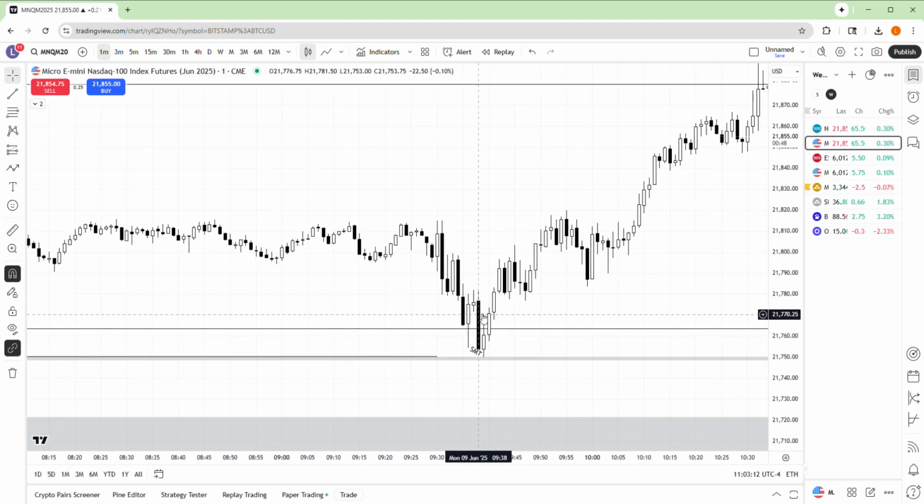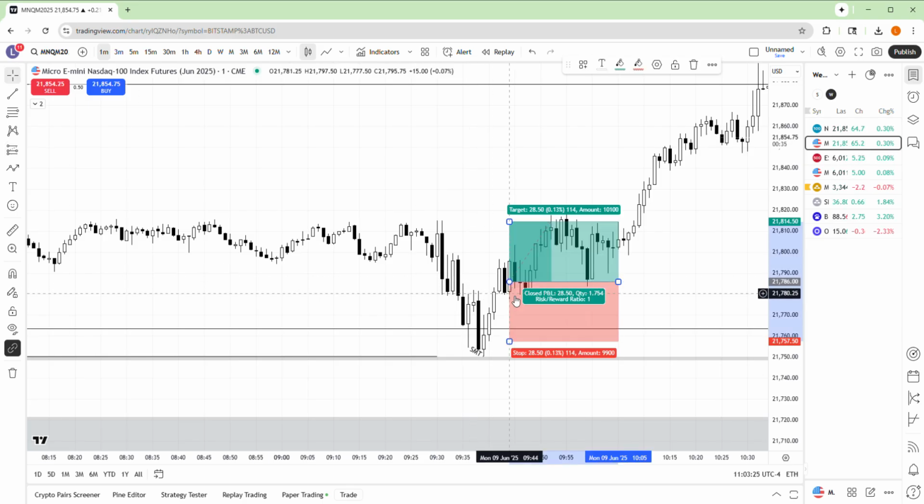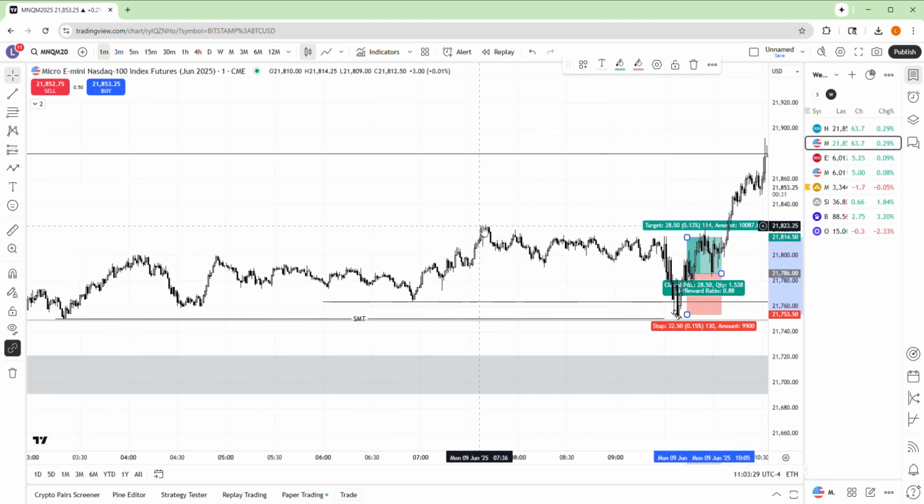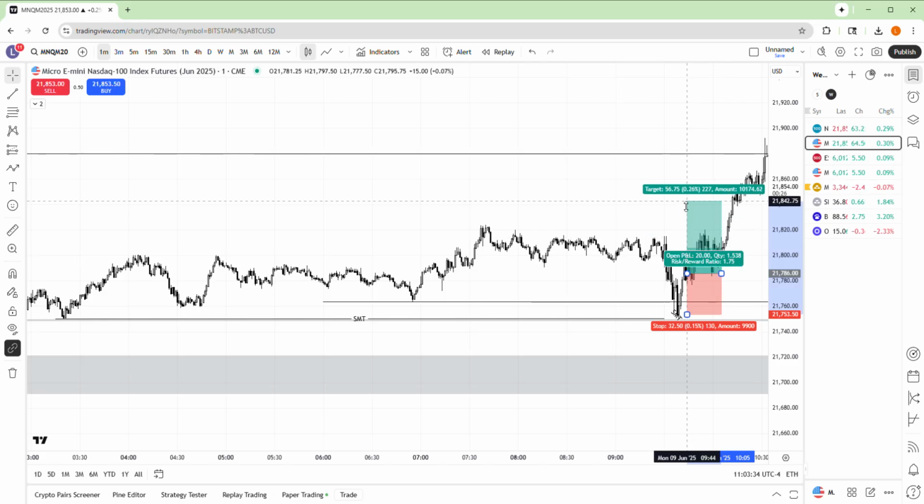Could have entered on the inverse, but I like to wait on the 1 for the change in state of delivery. So I entered in this candle here. I entered about right there, something like that. Stop below. Take profit 1, took 25% off at this first high. Another 25% off of the original position size.